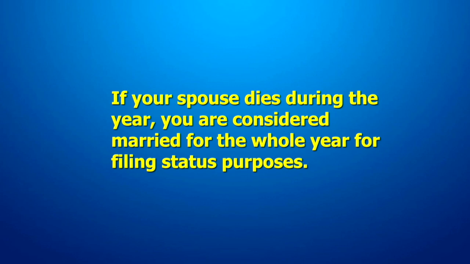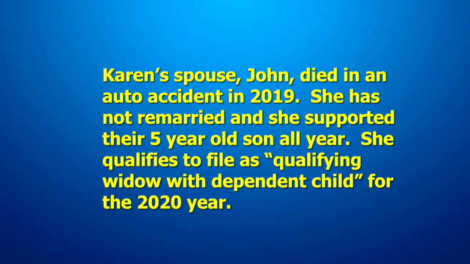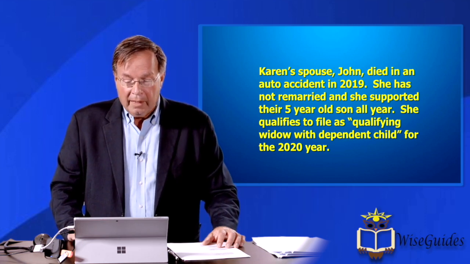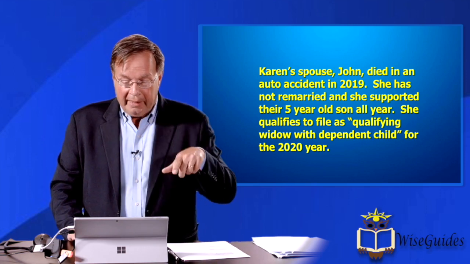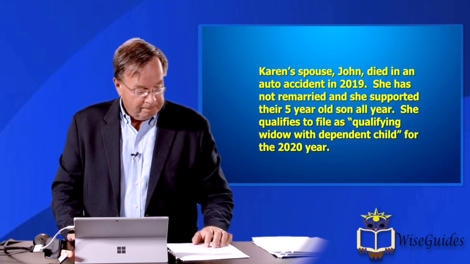So if your spouse dies during the year, you are considered married for the whole year for filing status purposes, and that's correct. Okay, that's a true statement. Here's a second one. Karen's spouse, John, died during the year 2019. She has not remarried and supported their 5-year-old son all year long. She qualifies as qualifying widower with dependent child for the 2020 year. And the answer is true. In the 2019 year, when her husband passed away, she would be married filing jointly. And for this year, she would be qualifying widower, as well as qualifying widower the next year.